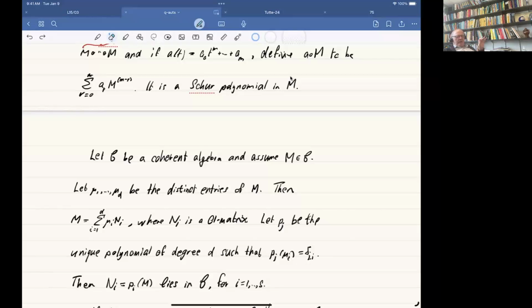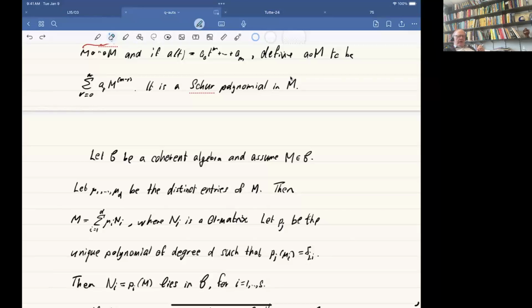So my point is, if I'm given a matrix with d distinct entries, I find a polynomial of degree d which maps d minus 1 of the entries to 0 and the remaining entry to 1. And then if that polynomial is P, then P circle M will be a 0, 1 matrix. Now, since it's a Schur polynomial, a linear combination of Schur powers, that matrix is in the coherent algebra. And so you can write every matrix in the coherent algebra as a linear combination of 0, 1 matrices.